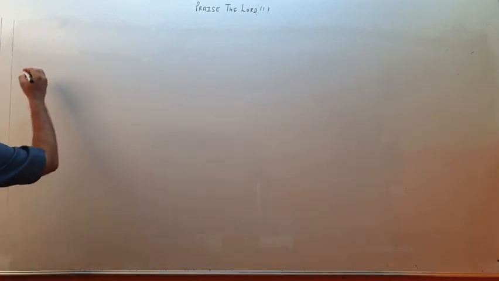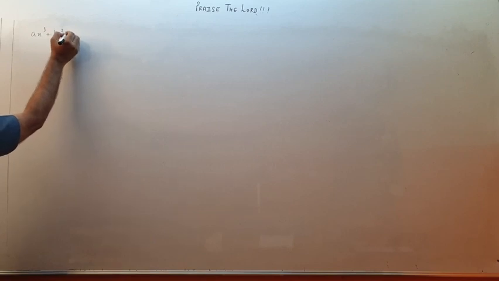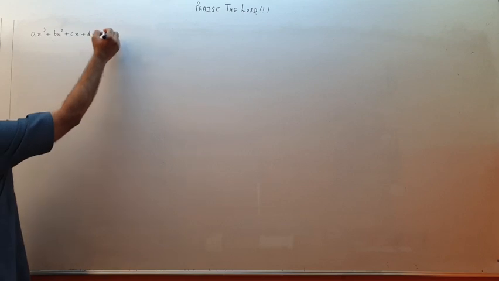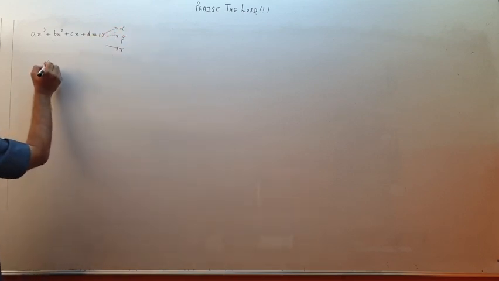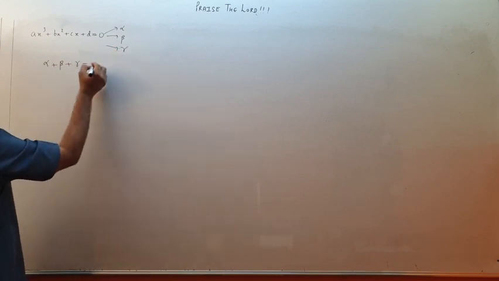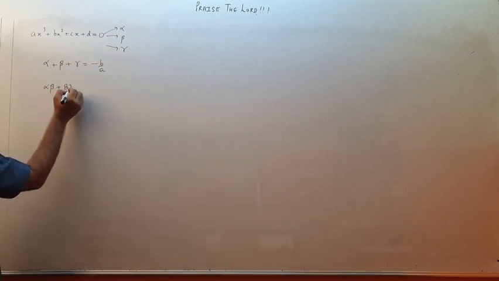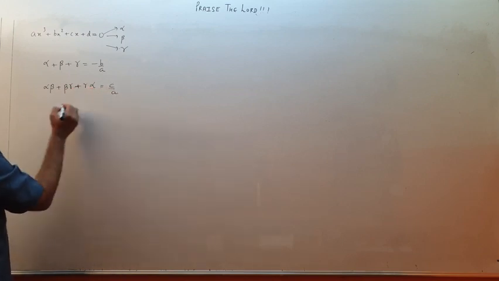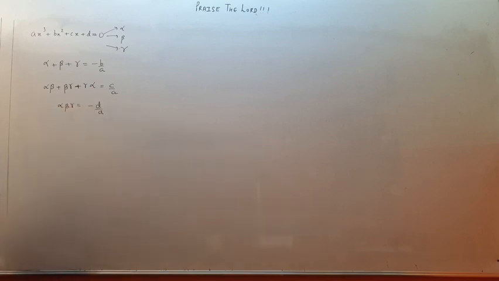We already know that if ax cube plus bx square plus cx plus d equal to 0 is a cubic equation having three roots alpha, beta, gamma, then alpha plus beta plus gamma will be minus b upon a. Alpha beta plus beta gamma plus gamma alpha will be c upon a, and alpha beta gamma will be minus d upon a.